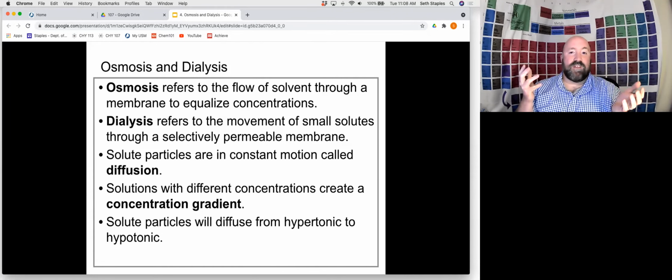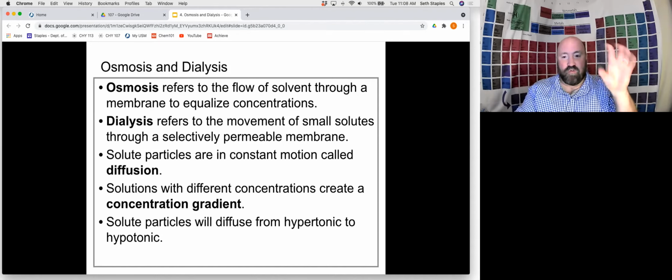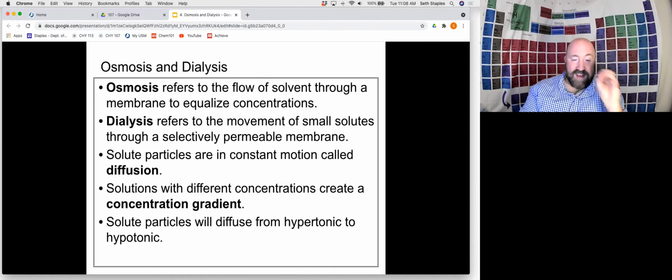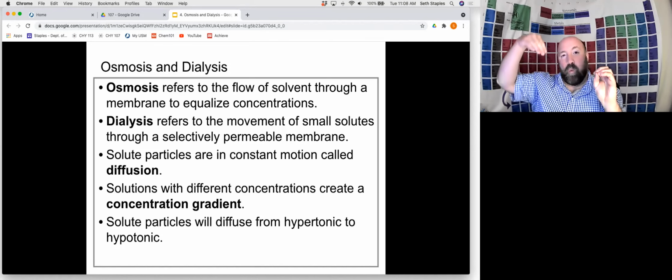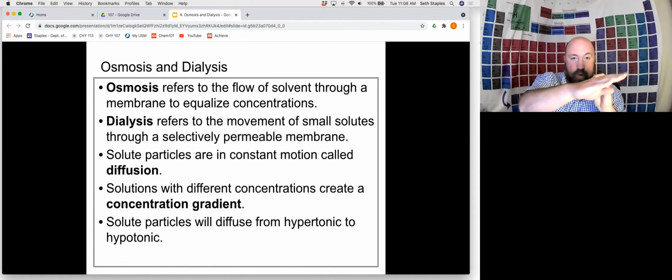But that would mean, for instance, if you have a higher concentration on one side of the membrane, then water is actually going to flow across the membrane until those concentrations are equal to each other. Not the particle itself, but the water will flow with osmosis, which is the opposite of dialysis. And in dialysis, now the water is going to stay where it is, but the actual solutes are going to move across the membrane. Solute particles are always in constant motion, called diffusion, just diffusing through an area.